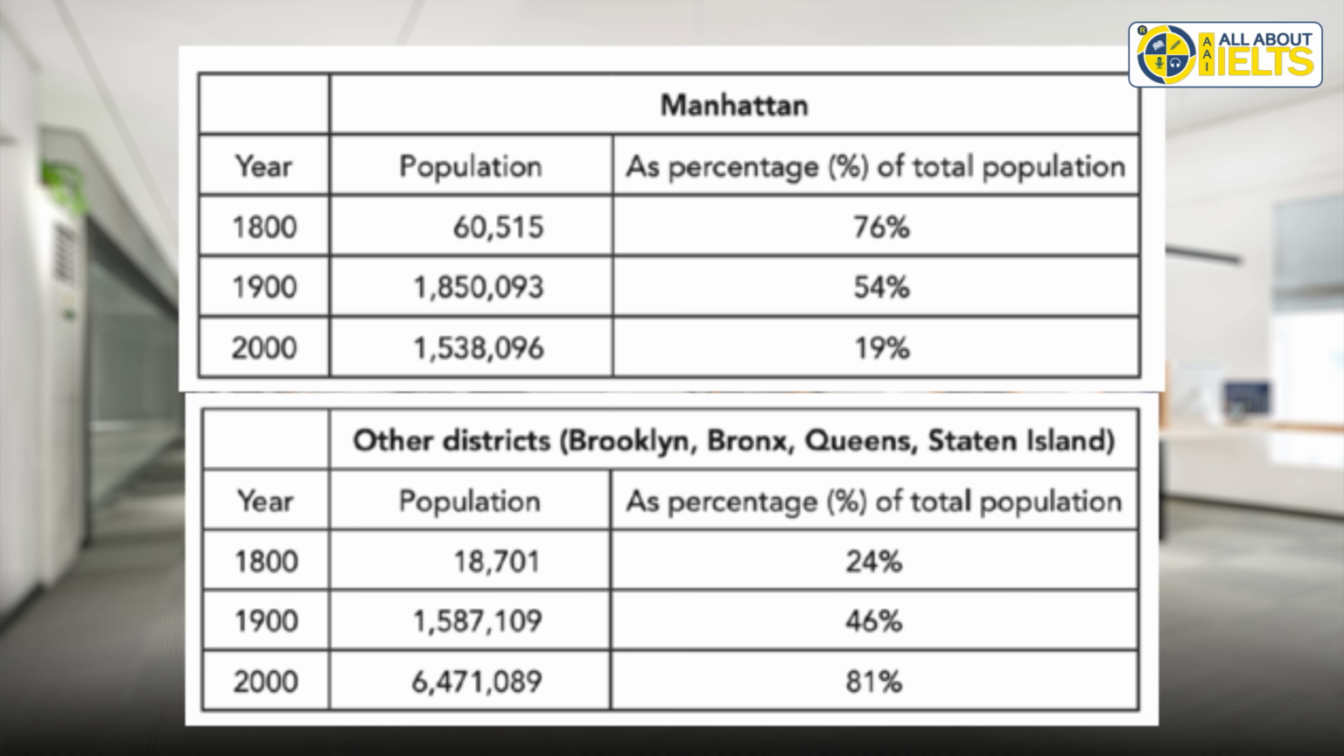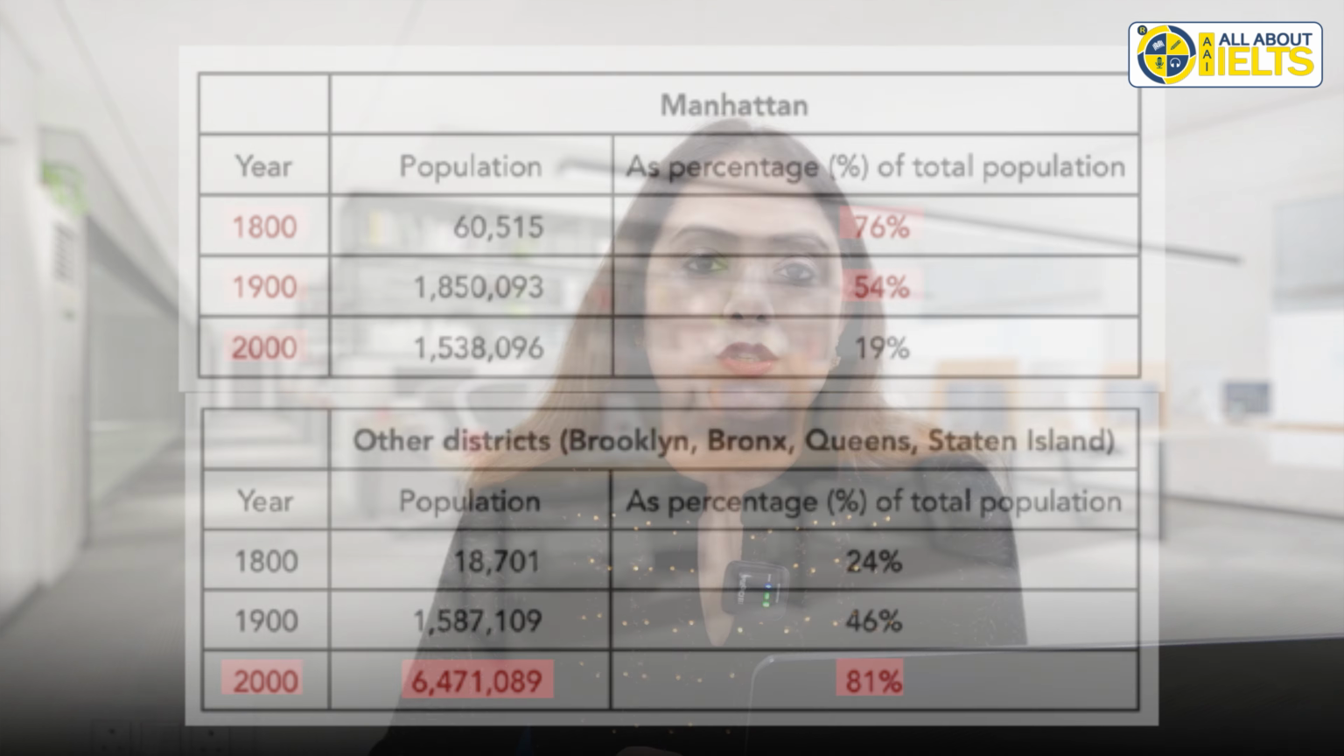Second feature, Manhattan was the dominant district in 1800 and 1900 because 76% and then 54% of the people of New York were basically in Manhattan. But this thing changed by 2000. Population growth shifted away from Manhattan to other districts. So we will develop our overview accordingly.